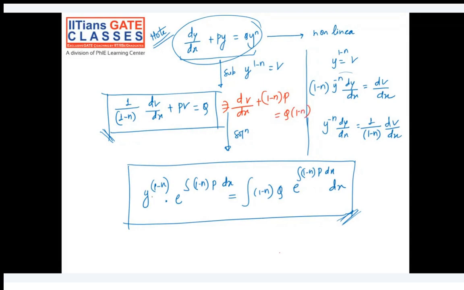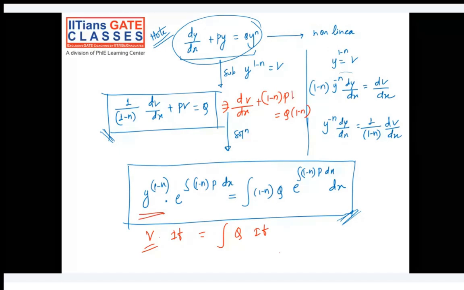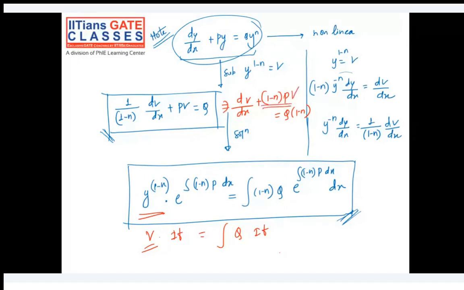So basically the solution will be v into integrating factor is equal to integration of q into integrating factor. What is v? V is equal to y raised to the power 1 minus n. So that's why I have written here y raised to power 1 minus n. And what is the integrating factor? E to the power integral of 1 minus n into p, the second term, dx. So this is your integrating factor, equal to integration of q into integrating factor. What is q? Q into 1 minus n will be your new q, into integrating factor dx. Okay.